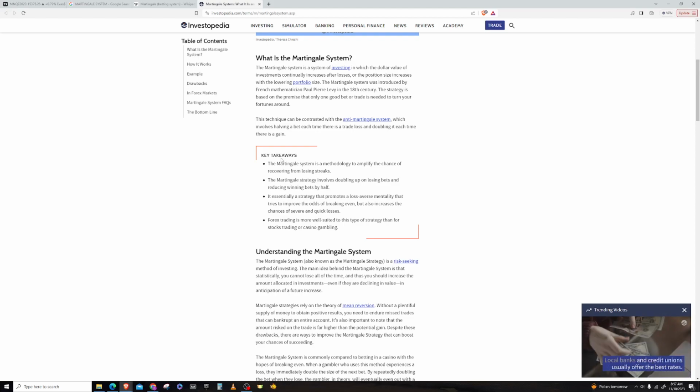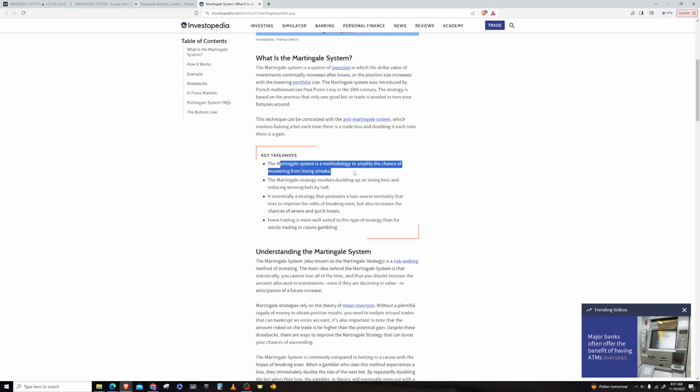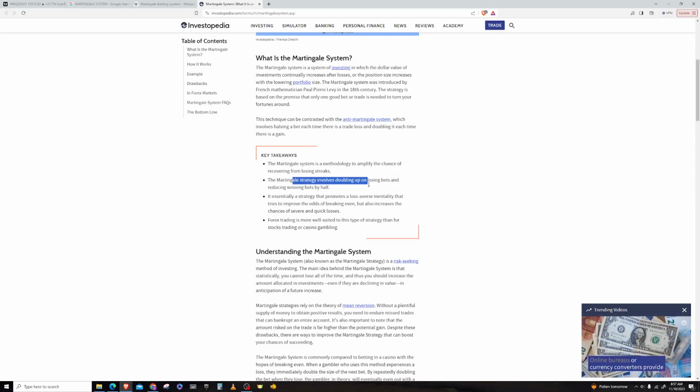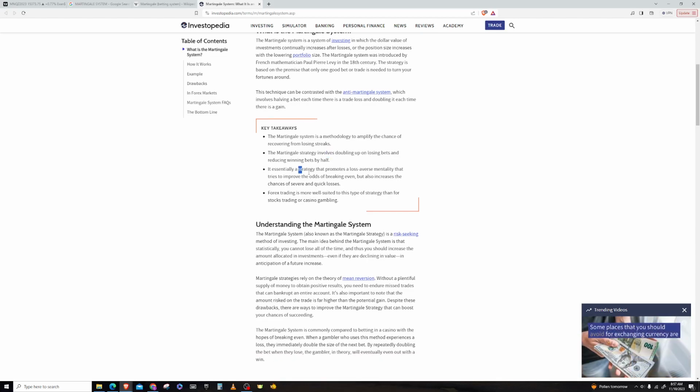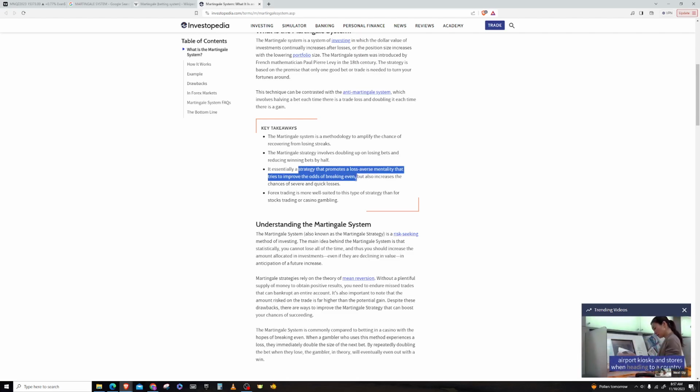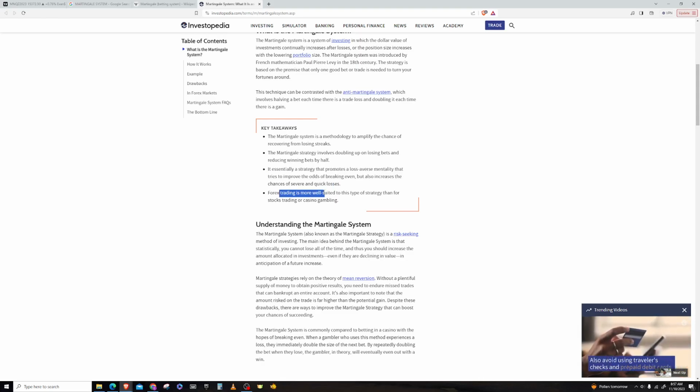So basically, its key takeaways: the Martingale system is a methodology to amplify the chance of recovering from losing streaks. It involves doubling up on the losing bets and reducing winning bets by half, although we don't reduce winning bets. Basically, what you're doing is doubling up on your losing bets that are going against you. And it promotes a loss-averse mentality that tries to improve the odds of breaking even, but also increases the chance of severe and quick losses.